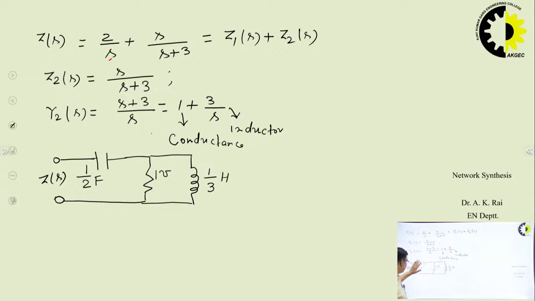We are getting a capacitor of capacitance half farad. Then we have the conductance, or you can say 1 mho or 1 ohm, both are the same. And then we have the inductor. So the given function has been decomposed into the RLC network. Okay.